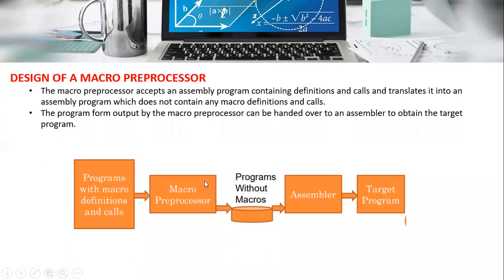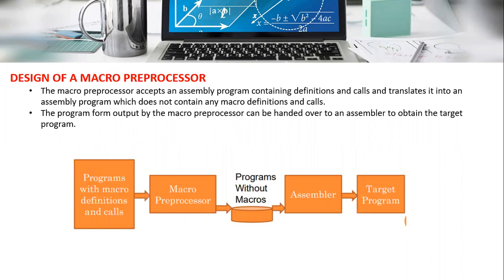We need to discuss the macro preprocessor, how a macro preprocessor can process this particular program. For that purpose we need to design the macro preprocessor, and when we design it, we get the output from that macro preprocessor, that is the program without macros. What is the output of the macro preprocessor? We get the program without macros. This program is given to the assembler.